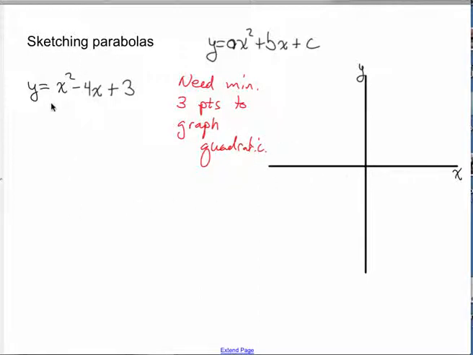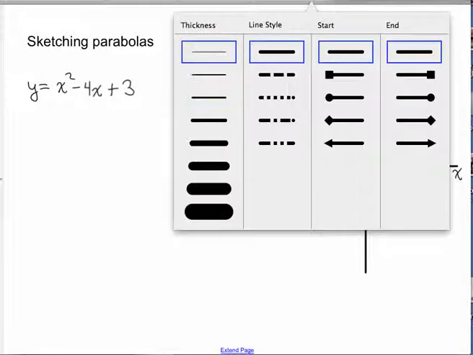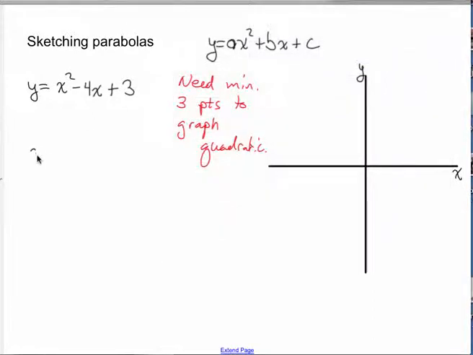Two of the easiest ones to find, if you sort of need a place to start, let's try and find the actual x-intercepts, because if we can find them, that allows us to get 2 points right away. So to find the x-intercepts, we set y equal to 0. And here we go: 0 equals x squared minus 4x plus 3.